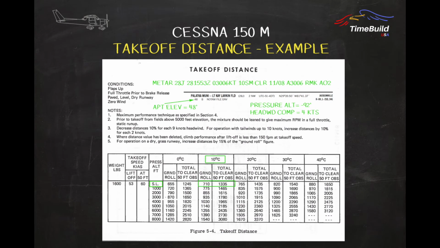To use the takeoff distance table, determine the pressure altitude at the departure airport. Palatka Airport is 48 feet above mean sea level, and the current altimeter setting is 30.06. This gives a computed pressure altitude of minus 92 feet. Entering the takeoff distance table at sea level, move across until you are in the column appropriate to the outside air temperature, which is 11 degrees Celsius for us today. Note the ground roll distance of 710 feet and the total distance to clear a 50-foot obstacle of 1,335 feet.